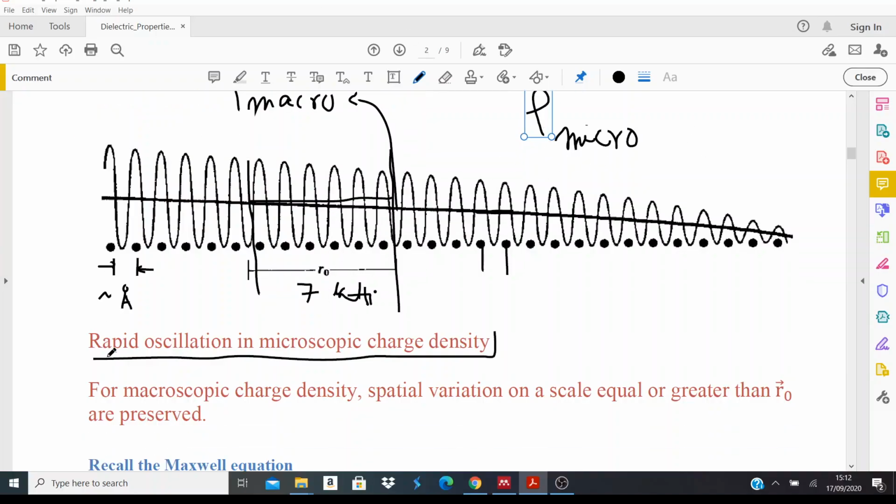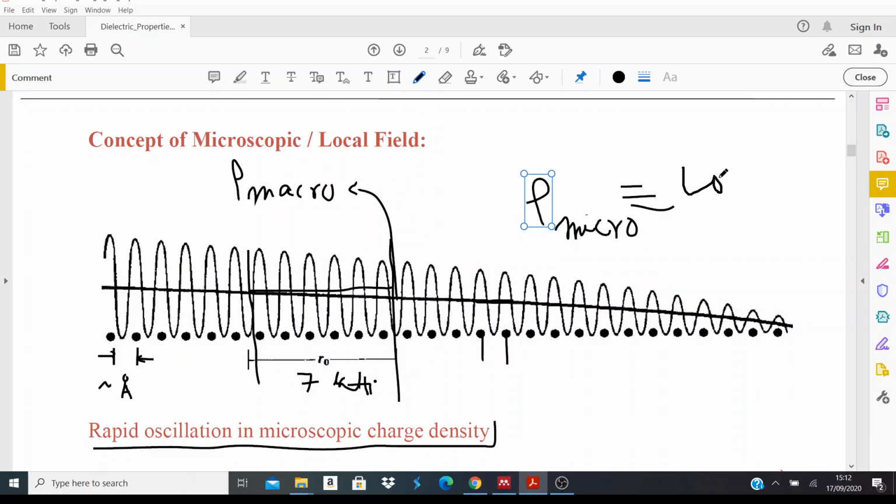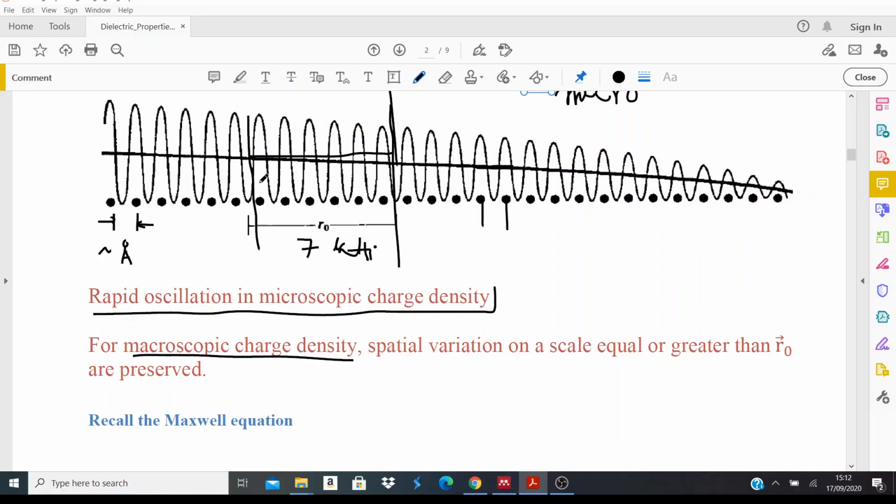And this is always the case: if you consider these local fields, this micro is really what we always term, in this context of dielectric material, a local field. So the local fields are really fluctuating. And also you can see that for macroscopic charge densities, the spatial variation is only visible over some distance R0 or greater. Because if you are at too small distances, then this fluctuation is almost a constant. So this is the difference between the microscopic and the macroscopic field.